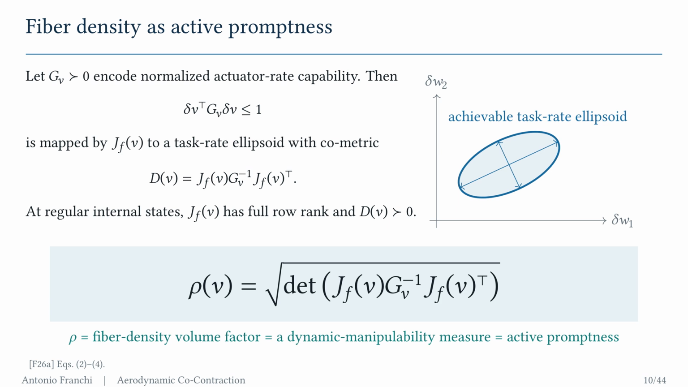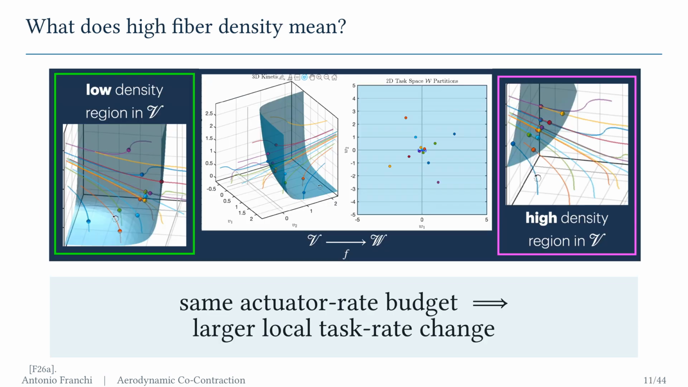At regular internal states, the Jacobian has full row rank, so D is positive definite. The square root of determinant D is the ellipsoid volume factor. This quantity is the fiber density measure used here as an active promptness. Larger rho means more generic task rate authority under the same actuator rate budget. The operational meaning is simple. In a low-density region, the same actuator rate budget produces only a small local task rate change. In a high-density region, the corresponding task rate ellipsoid is larger.